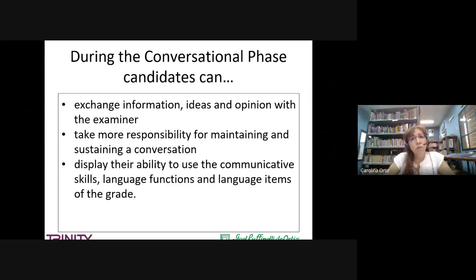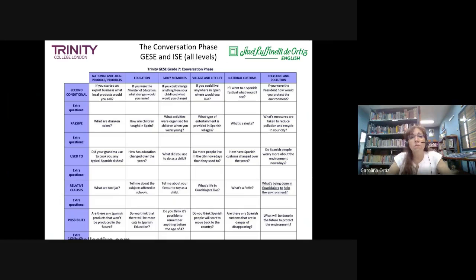During the conversational phase, candidates can exchange information, ideas and opinions with the examiner. They take more responsibility for maintaining and sustaining a conversation, and they display their ability to use communicative skills, language functions, and language items. So these are the main objectives of this exam. Examiners are constantly checking for these objectives, like they want to see how much the candidate is able to communicate, to keep a conversation going, to initiate and to end a conversation.